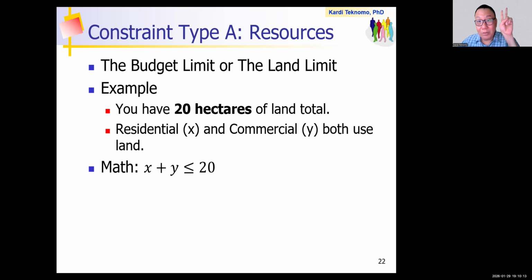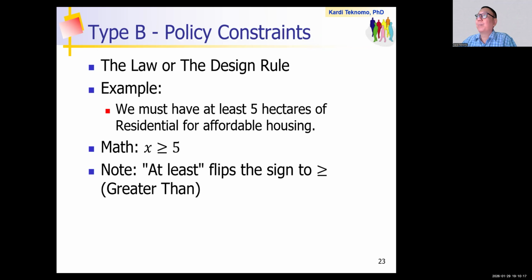Now, the second type of constraint is your policy, your law, your design rule. This is policy constraint. This is not physics; the resources usually are physics. So this is the law. The city council said you must build at least 5 hectares of housing. At least means what? Greater than. You flip the sign. So it's no longer the ceiling, less than, it is the floor. So greater than or equal. You can build 5, you can build 6, 7, 20, yeah? But you cannot build 4. Is it clear?